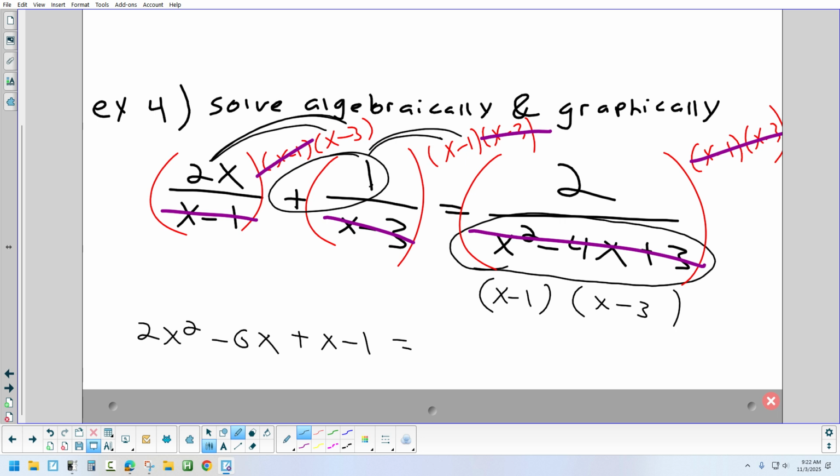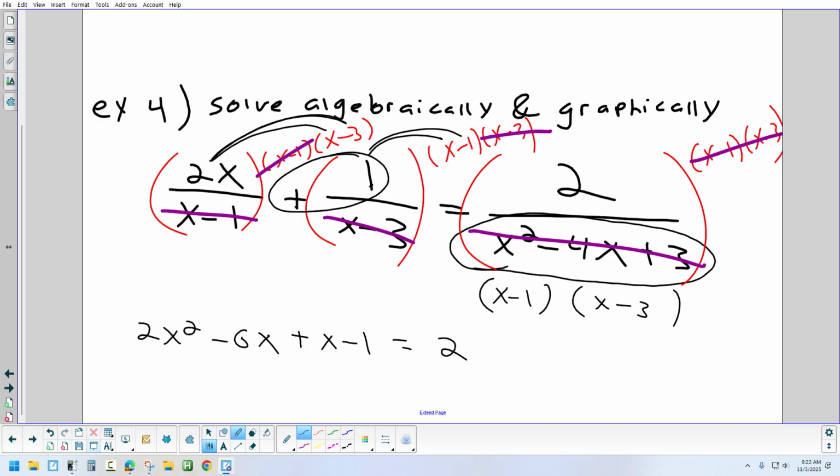And what's left on the right-hand side? 2. So now we're left with an equation that doesn't have any fractions in it, and the highest exponent in that equation is a 2. What do we call an equation where the highest exponent is a 2? Yeah, quadratic. So to solve a quadratic, we get it equal to 0, and then we have 3 choices. You can try to factor it, you can use the quadratic formula, or you can complete the square. You can do it any of those 3 ways.